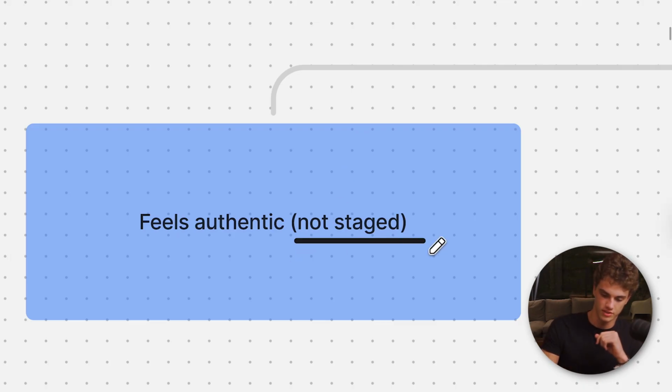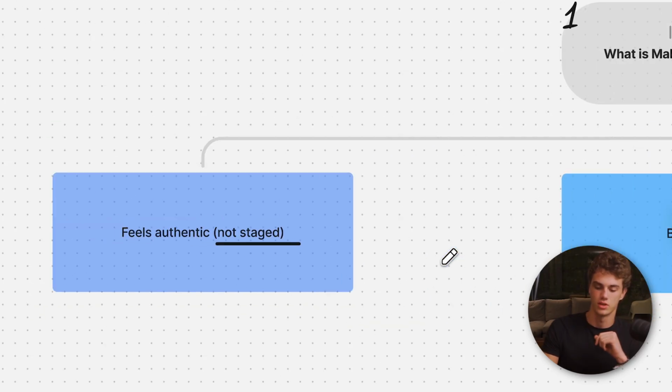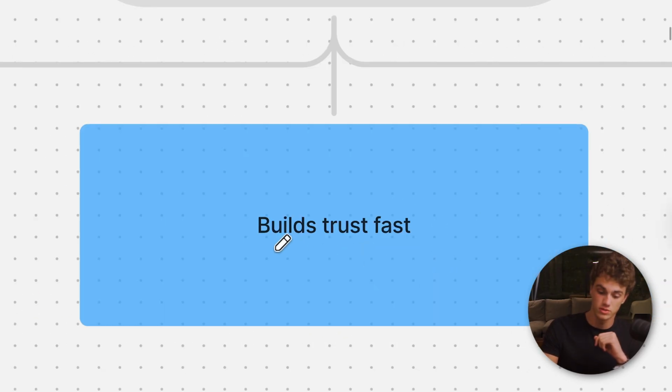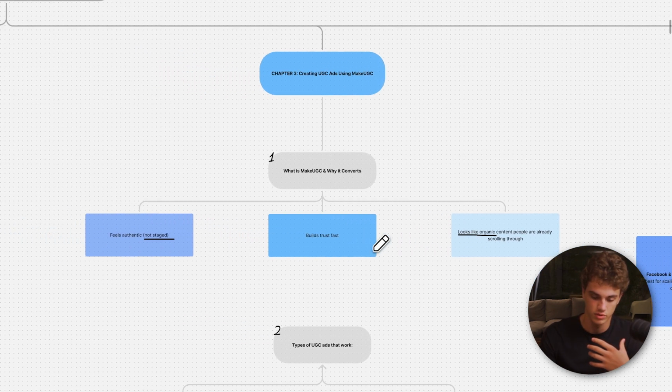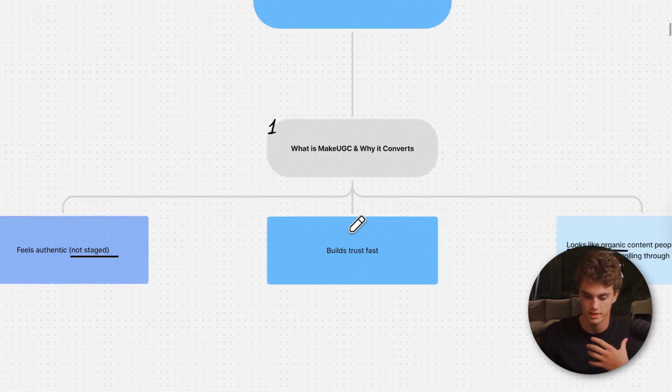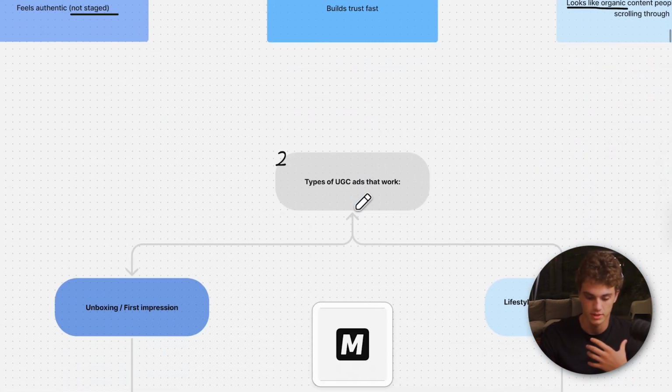And so it doesn't really feel staged like most of these ads do online. Therefore, it also builds the trust faster. And it also looks really organic. You know, it looks like the content that people are already scrolling through anyway. So it blends in with the algorithm, does really well with the algorithm, and then actually really builds that trust up, feels authentic, and works extremely, extremely well.